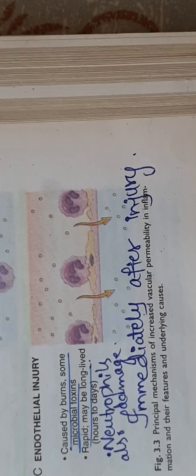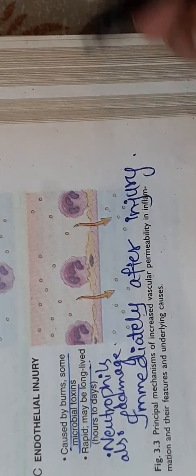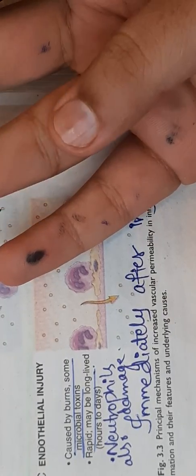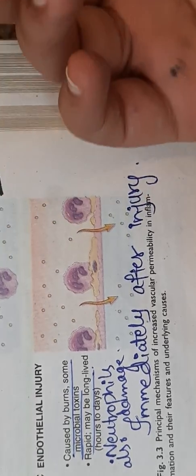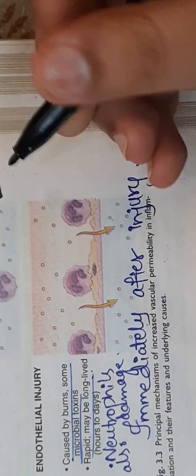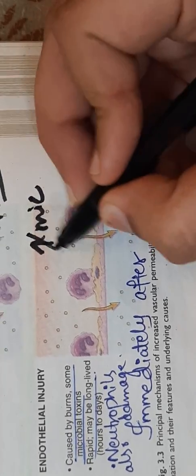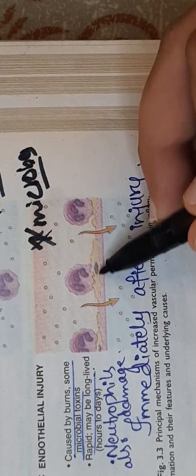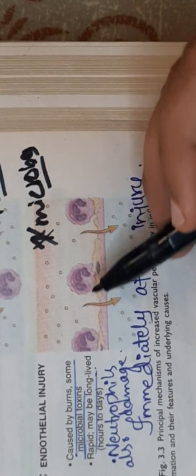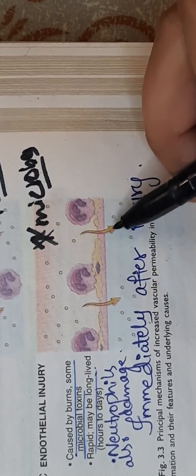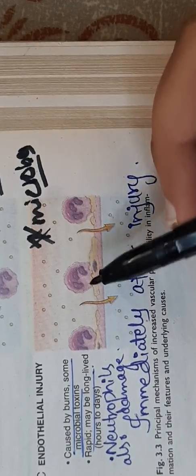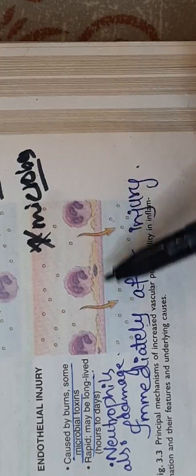Now comes the endothelial injury. Whenever burns occur, for example, this is my skin and a burn occurs over here, then obviously the skin and the cells and the endothelial lining will be destroyed. So in case of very dangerous microbes, or in case of burns, these endothelial cells are destroyed, and after destruction, the fluid of the vessel flows out. Neutrophils also damage the endothelial cells, so endothelial necrosis occurs, and this happens in severe injuries. This also increases the permeability of the vessel.